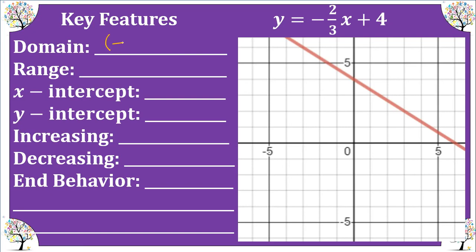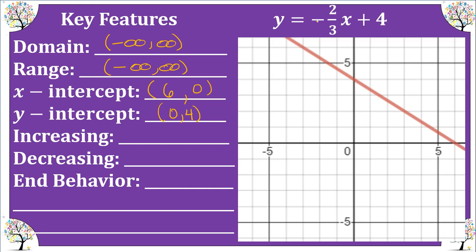Our line extends left and right. Our range, we can go all the way down and then all the way up. Our x-intercept, we just saw those. So the x-intercept is going to be 6, 0. Our y-intercept is 0, 4.